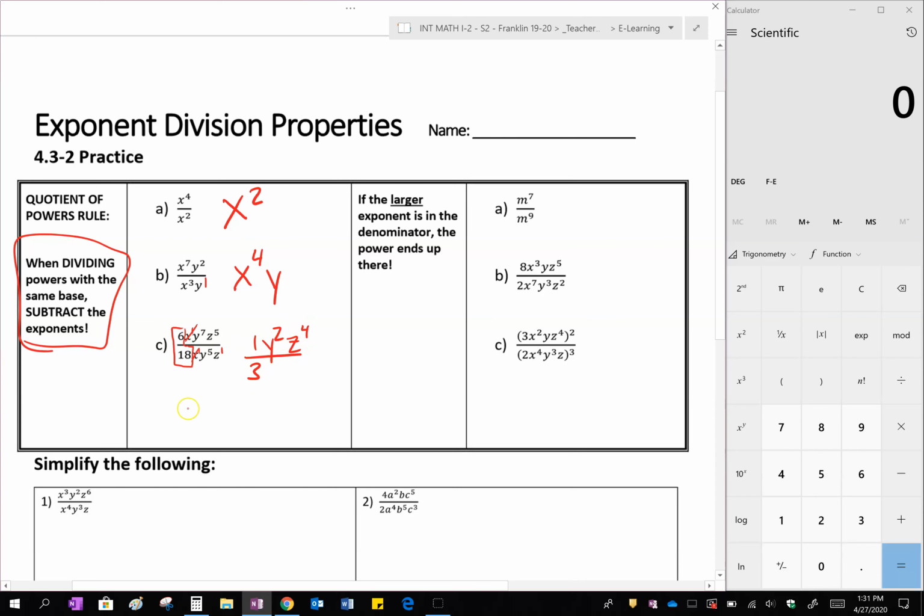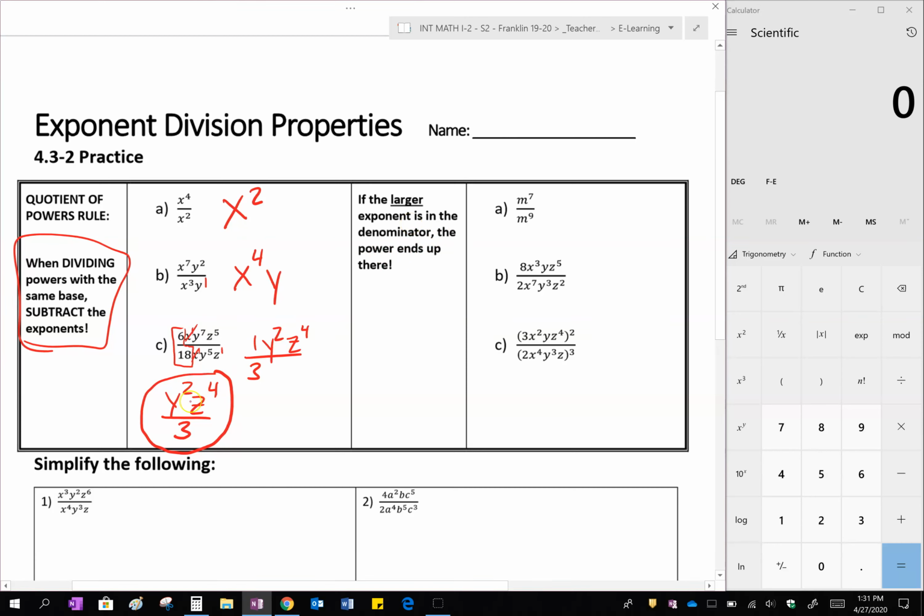Looks a little messy, so I'm just going to clean that up. Y squared z to the 4th all over 3. You don't need the 1 in front. Just like any variable, you can leave the 1 off. So just leave it like this. So if you have coefficients out front, you can just reduce the fraction. 6/18, that's 1/3.